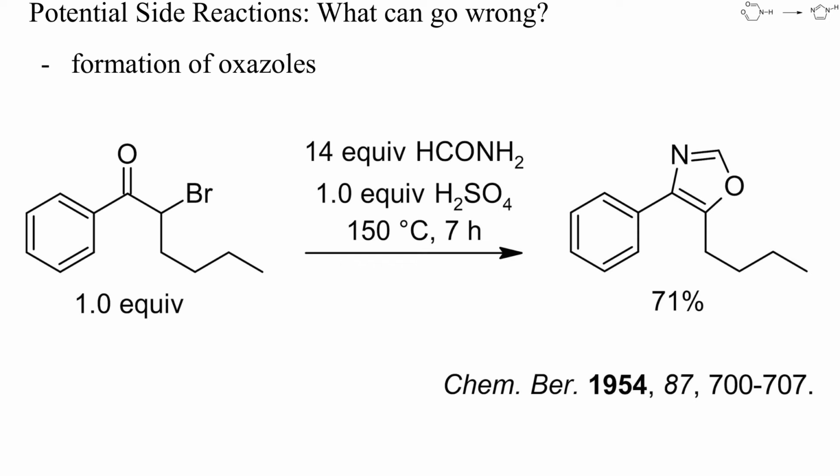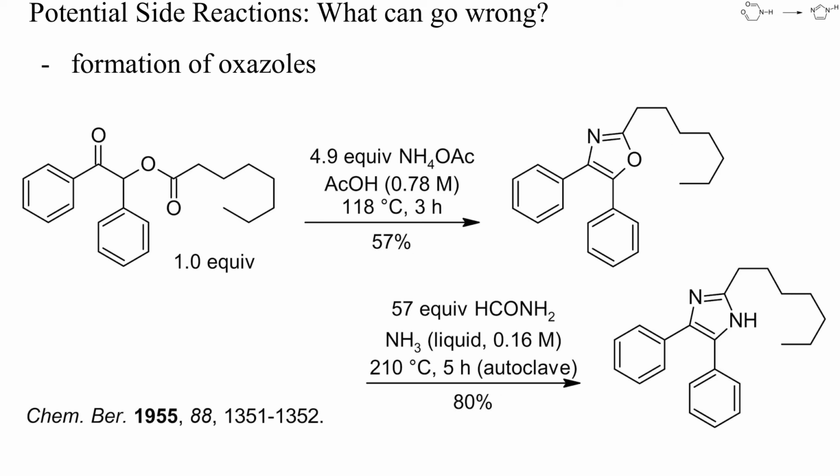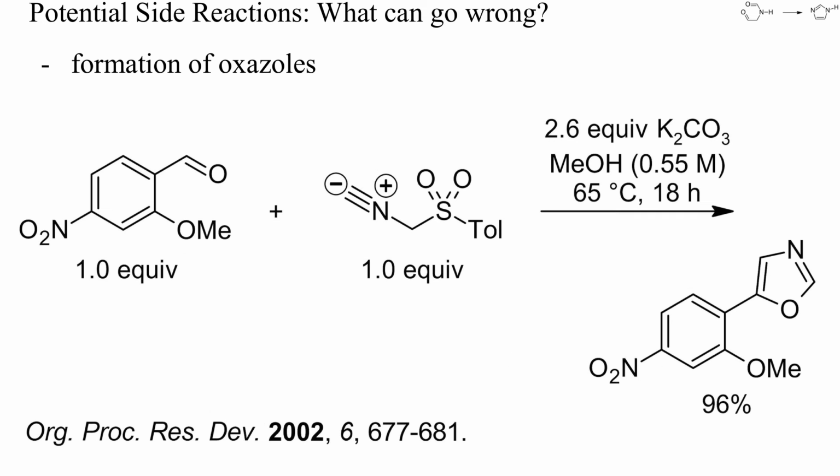Thus, the best strategy is to prevent their formation by using a large excess of amine and alkaline reaction conditions. This here is an example of the conversion of an oxazole into an imidazole by heating with ammonia in an autoclave. The oxazole was formed in acetic acid, while imidazole formation required alkaline conditions. The condensation of aldehydes with TosMIC will also yield oxazoles if no ammonia or amines are added, as in this example.